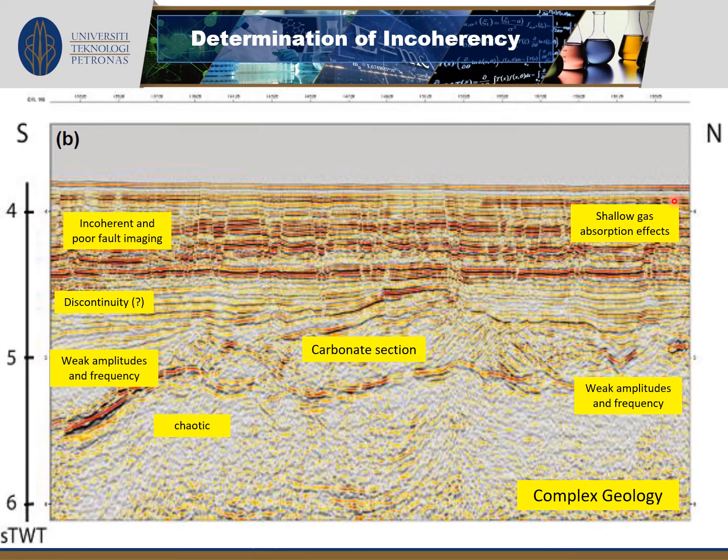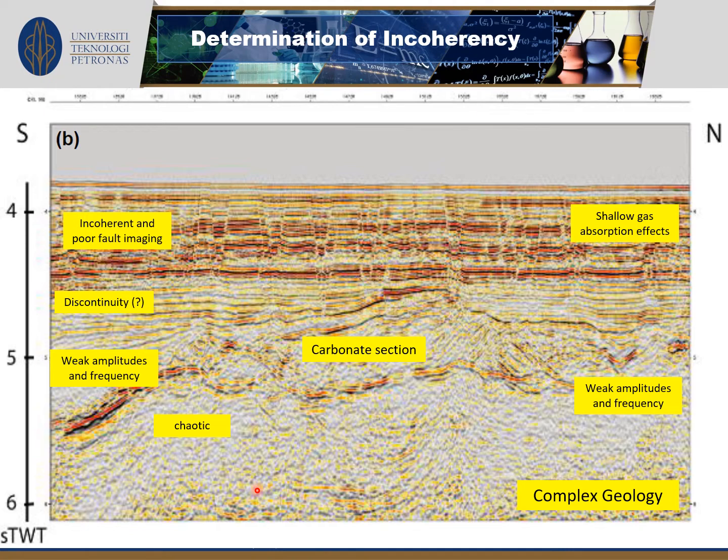So for the determination of incoherency in this area, first of all, let's look at the bottom segment, which is the basement, and this is predicted to be the pre-carbonate section because the carbonate section starts from this one. And also what we can see here is that the bottom layer from 6 s two-way time to around 5.2 s two-way time is very chaotic, and this is because of the complex geology.